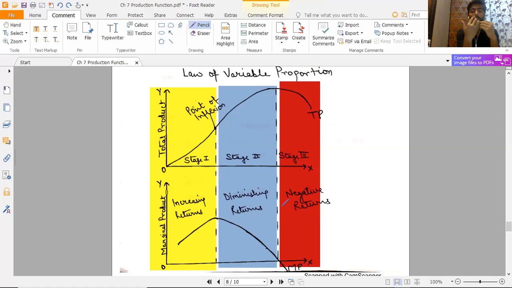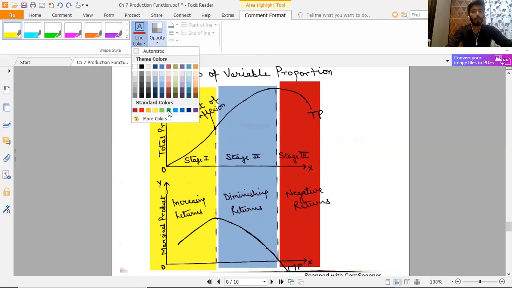When he just starts production, increasing every unit of variable factor increases his production. Then comes the second stage, that with every increase in variable factor, there is a rise in output, but lesser than the previous time. And then comes the third stage, when it is negative returns. That means increasing every single additional unit of variable factor will lead to a fall in total product. That means marginal product is negative.